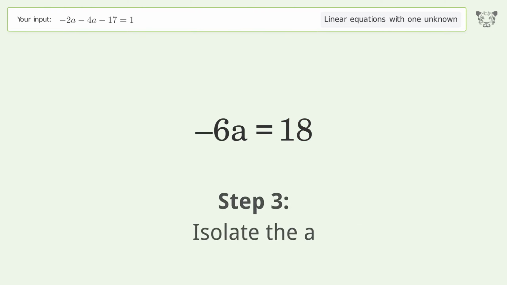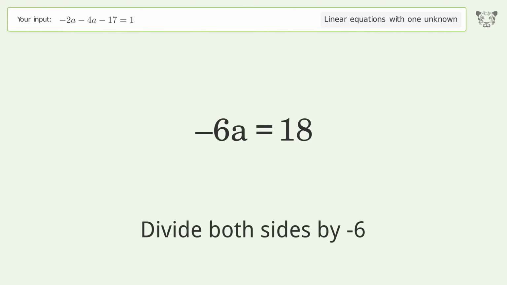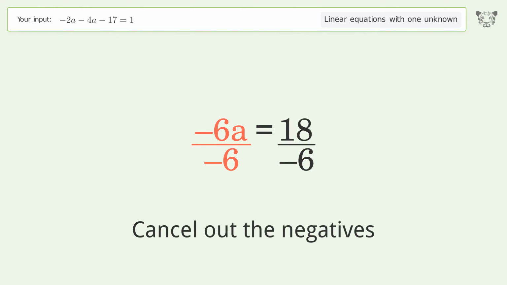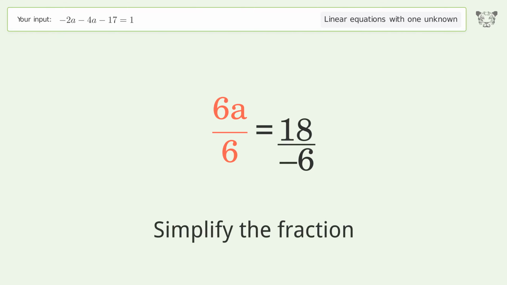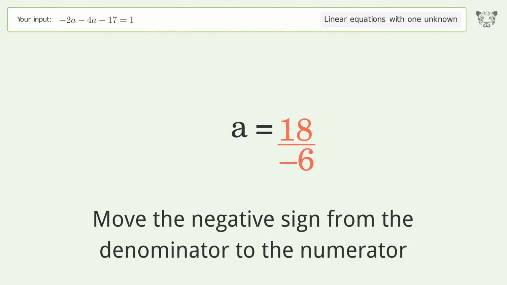Isolate the a. Divide both sides by -6. Cancel out the negatives. Simplify the fraction. Move the negative sign from the denominator to the numerator.